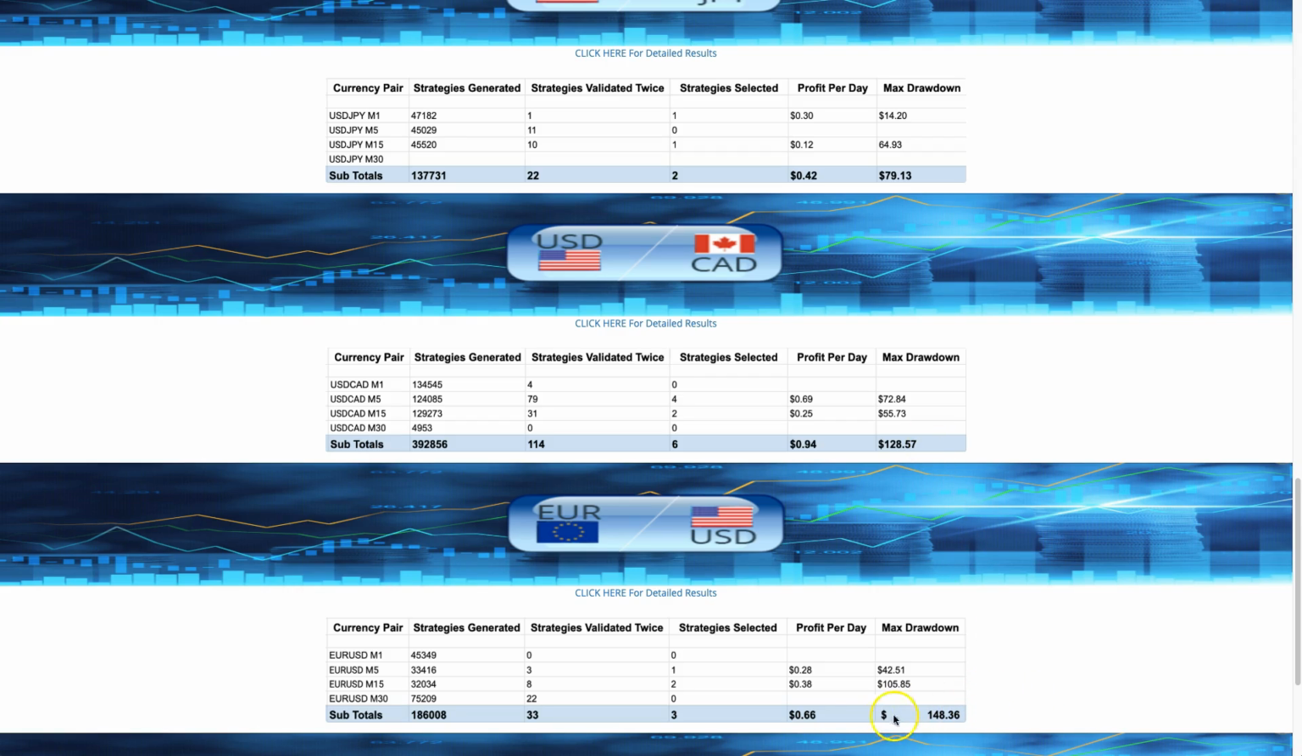Again, here's a good example. We can see here 66 cents profit compared with 94 cents profit, but this one has a higher drawdown, right? 148 compared with 128. So all of our risk tolerances are different. You need to choose what you prefer the best to suit your personal risk tolerance.